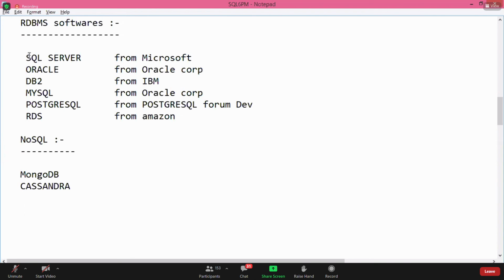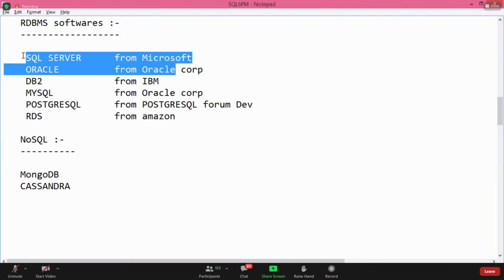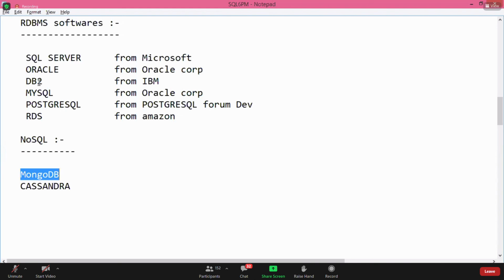Learning those two will not be useful to you, but learning this and this will definitely be useful, because it is one SQL and one NoSQL.